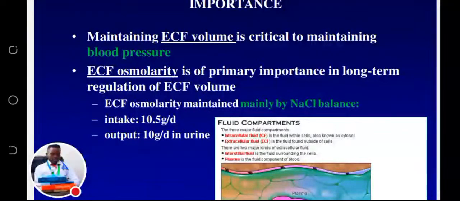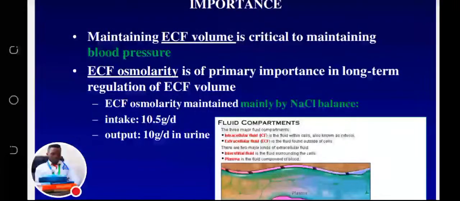So the intake is about 10.5 gram per deciliter, and the output is about 10 gram per deciliter in urine.